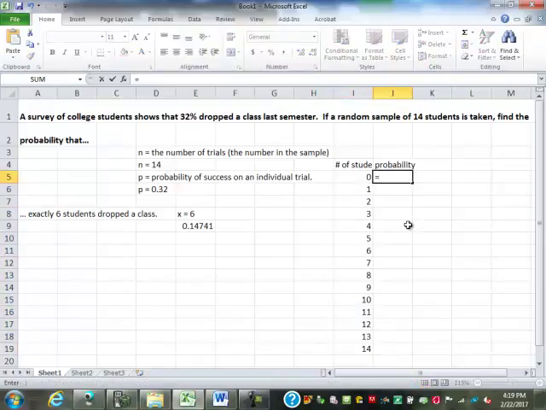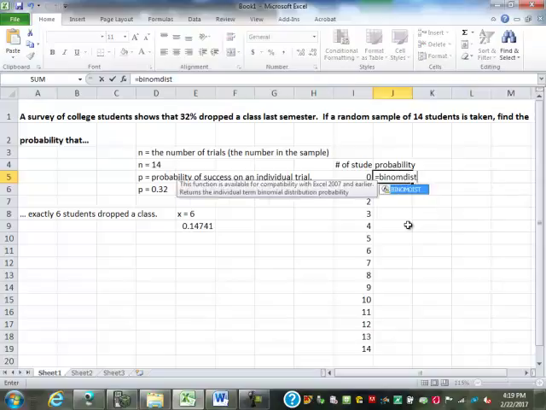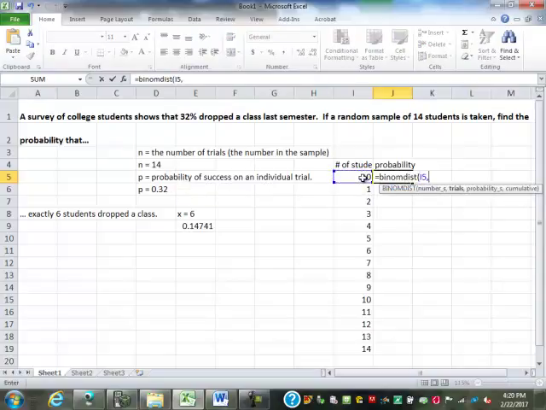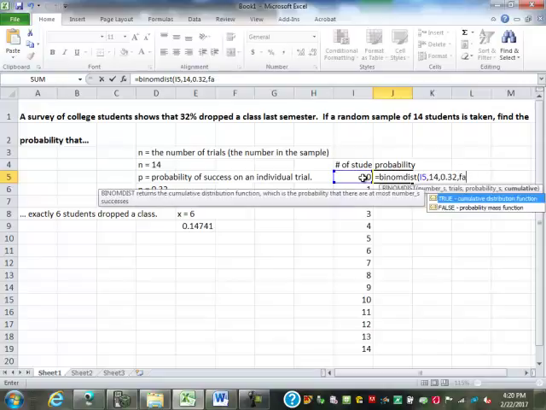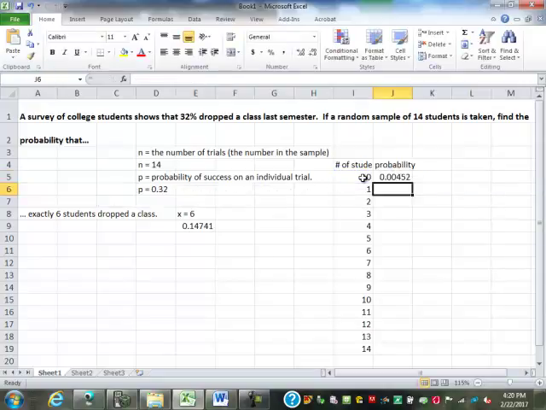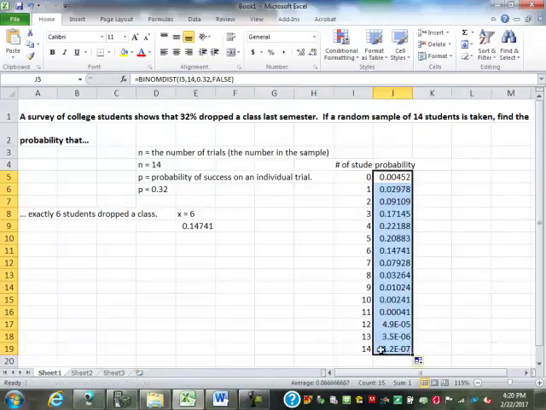So we're going to do equals binom dist. Now for the number of successes, I'm going to click on the 0. What that'll do is every time I pull this down, it'll go from 0 to 1 to 2 to 3 successes. Trials is going to be 14, and probability of success is 0.32. And I'm going to stick with false. If I pull this down, I create my probability distribution.